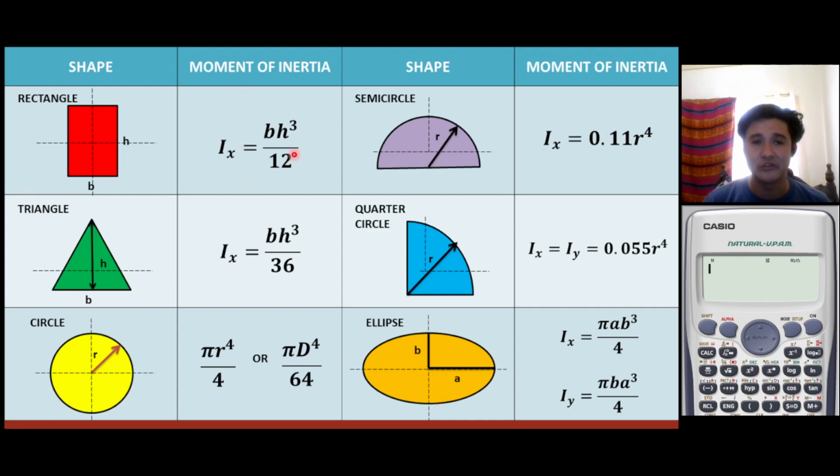So, moment of inertia with respect to x for rectangles, that is bh cubed over 12. Okay? For triangle, bh cubed over 36. Pag yung rectangle natin nakahiga, ang gagawin lang natin ay hb cubed over 12. Ganun lang yung fix natin sa moment of inertia.